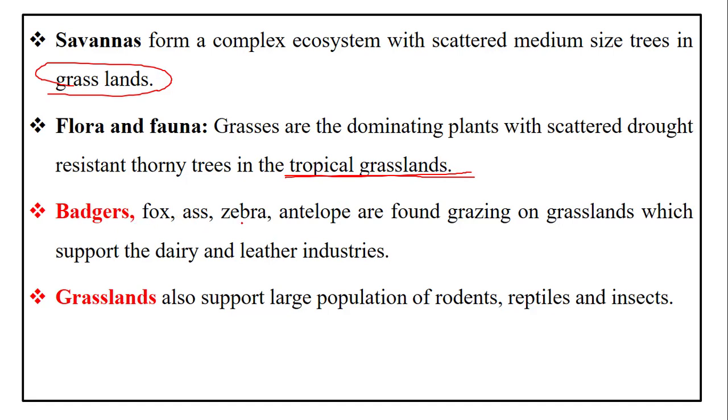Badgers, foxes, zebra, and antelopes are found grazing on grasslands. Most of the time, these fauna, these animals, live in the area of the grasslands, right? Grasslands also support large populations of rodents, reptiles, and some insects, right?